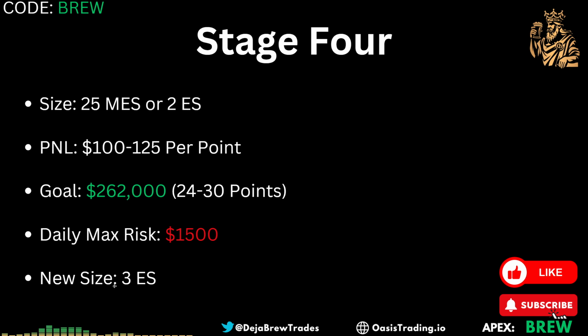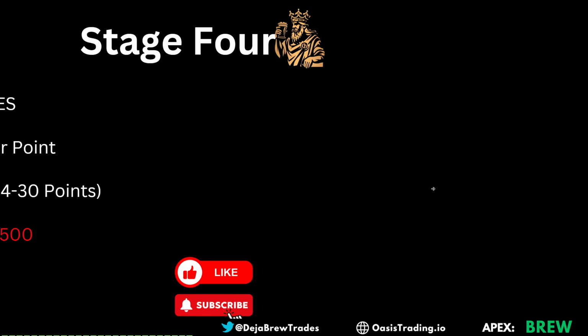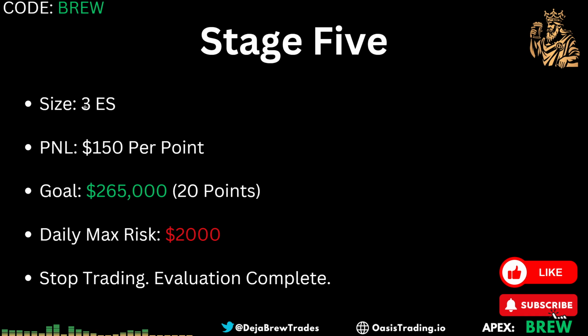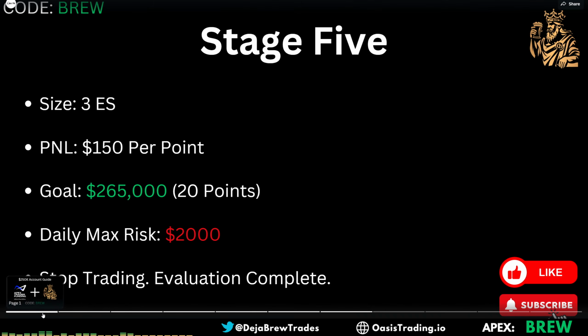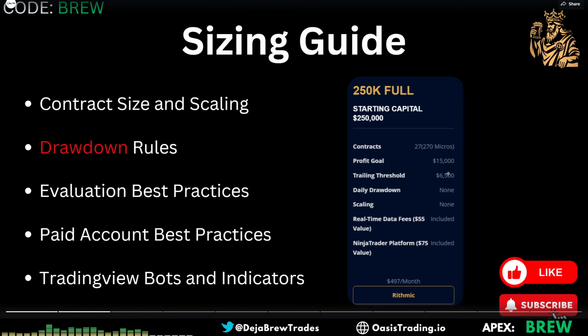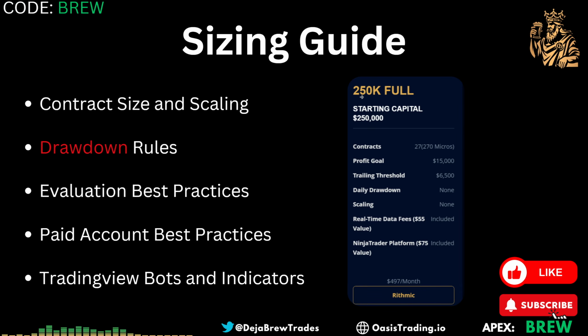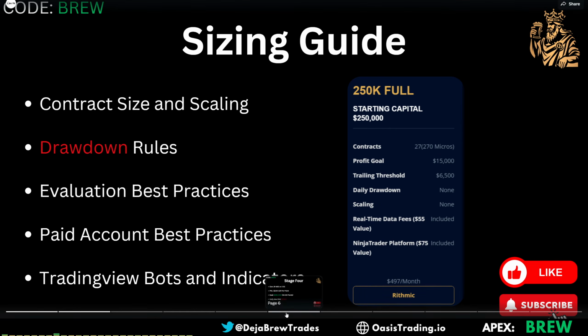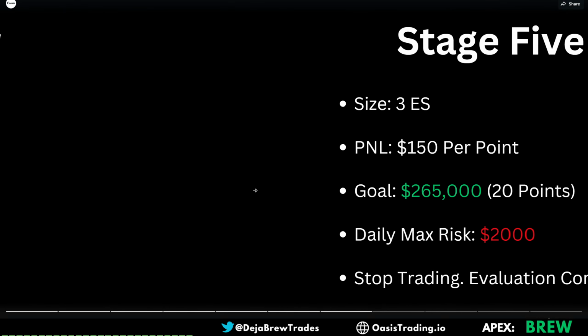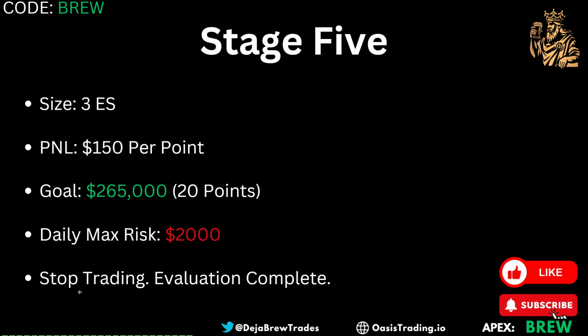Our goal is to get to 3 ES contracts. So now on the final stage, we're going to be at 3 ES contracts. P&L is going to be $150 per point. Obviously, these numbers are very big, right? But you're trading a bigger account, so you need to be used to that higher P&L, higher risk. So our final goal is 265 because that is that 15K. If I go back to the beginning here, that is that 15K profit goal. So we start at 250, we get it to 265 and we're done. So stop trading.